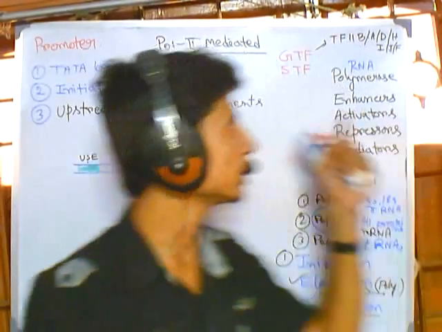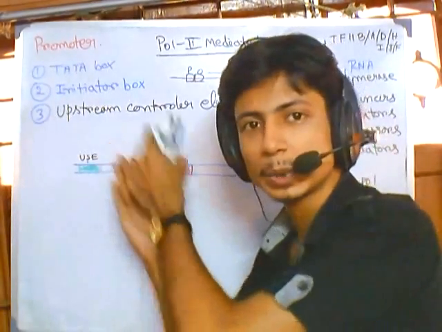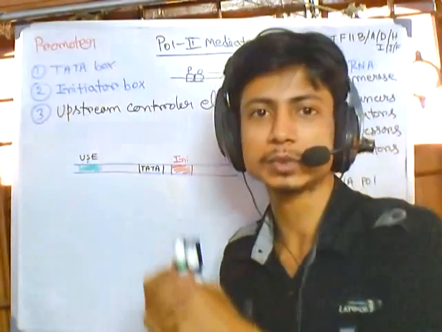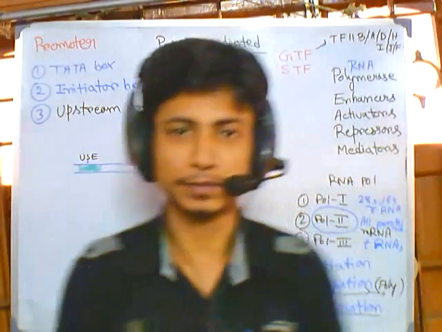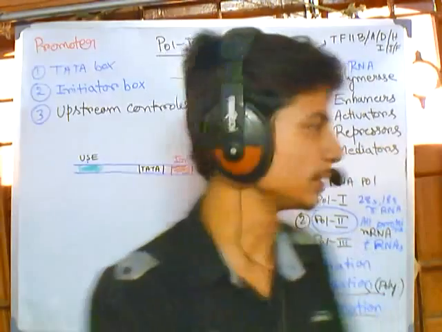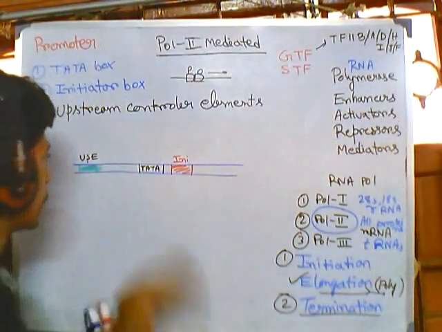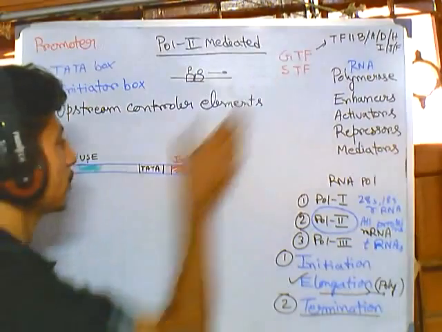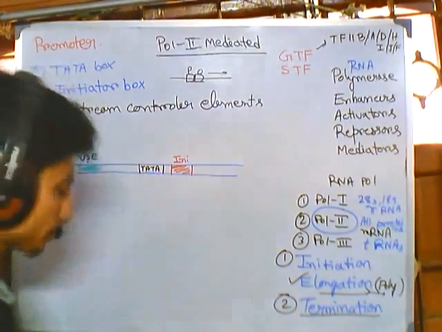So these molecules must have some ability to bend the DNA to attach both the things together, right? What it means will be clear in a few minutes, so don't bother about that. Up to this point, what we know is that GTFs will bind these two regions, and STF will bind this along with the polymerase.